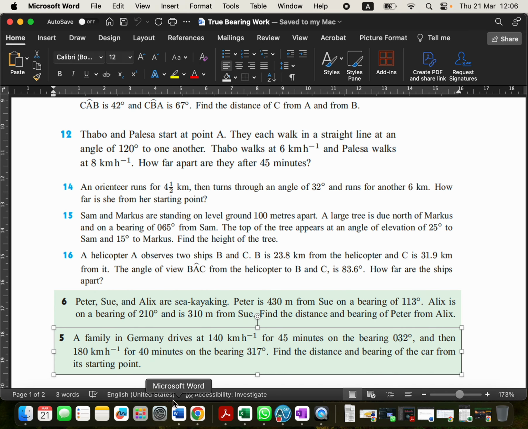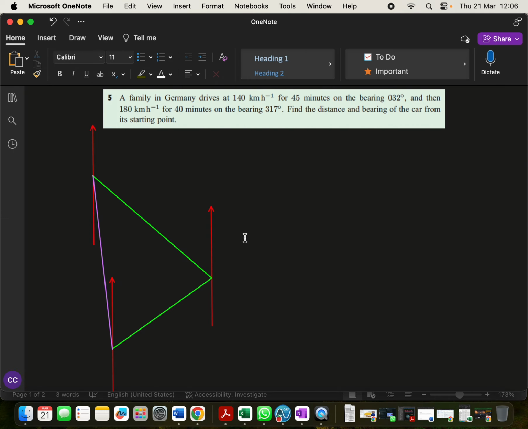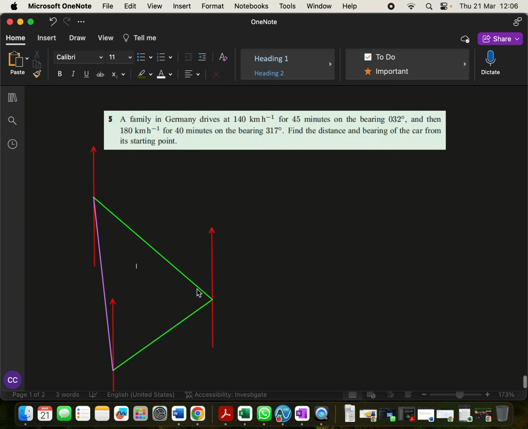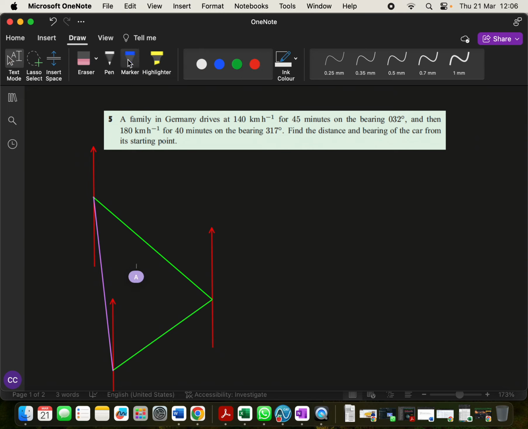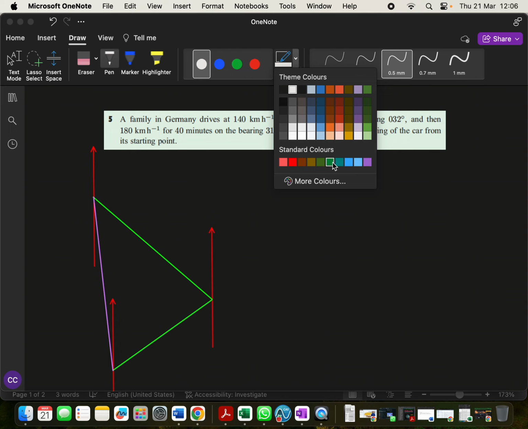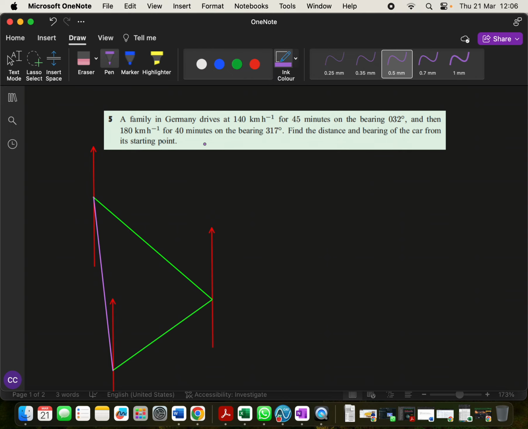Okay, ladies and gentlemen, this is question number 5, the family in Germany question. I've already drawn the diagram just to speed this up a little bit. What we're asked is that a family in Germany drives at 140 kilometers per hour for 45 minutes on a bearing of that, which is this line here, and then at 180 for 40 minutes on the bearing of that, roughly that angle there. Find the distance and the bearing of the car from its starting point.